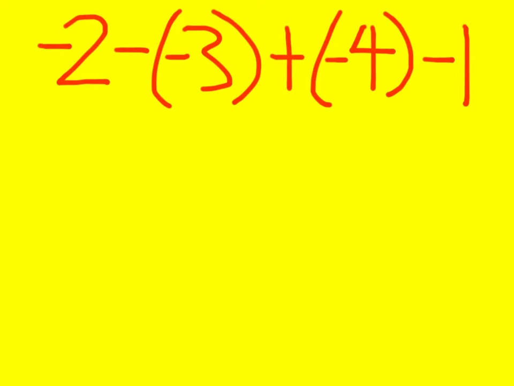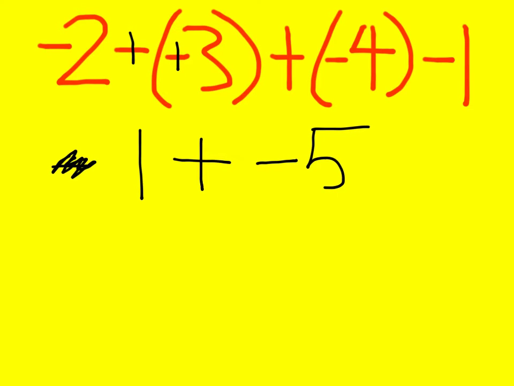Okay, so for example 1, we're basically combining what you did yesterday. So negative 2 minus a negative 3, we can change that to plus positive. So negative 2 plus 3 is going to give us positive 1. Then negative 4 and a negative 1 will give us a negative 5. So 1 plus negative 5 will give you negative 4.